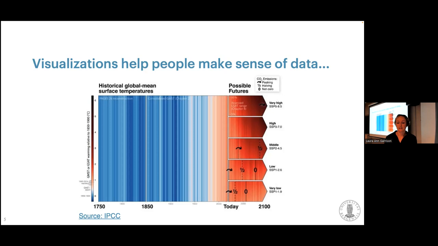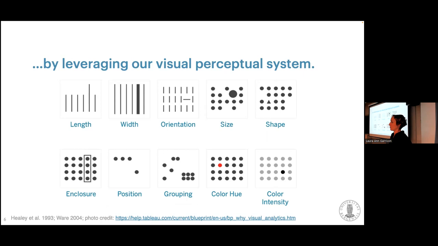The reason we're able to do this, and why visualization works so well, is that it leverages our visual perceptual system. Essentially, we can visually process certain information almost immediately without conscious thought. This allows us to organize data into simple visual patterns like this. For example, data can be grouped by their physical proximity or by shape. And we can identify outliers very quickly and easily by assigning different hues or intensities to these data items.